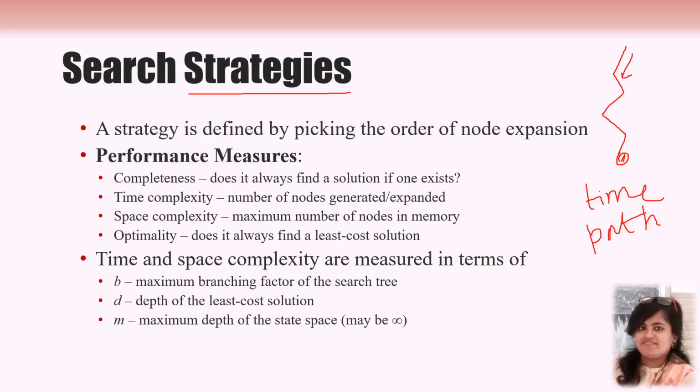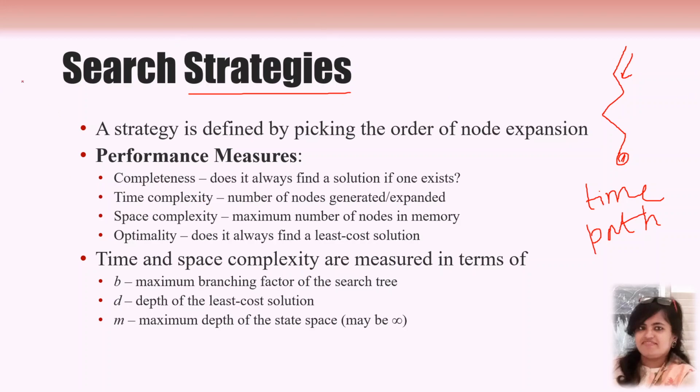Now, to measure the time and space complexity, we need to know certain terms. Whenever we calculate the time and space complexity for different search strategies, we are going to come up with different variables. So let me explain the meaning of those variables. The variable b is the maximum branching factor of a search tree.